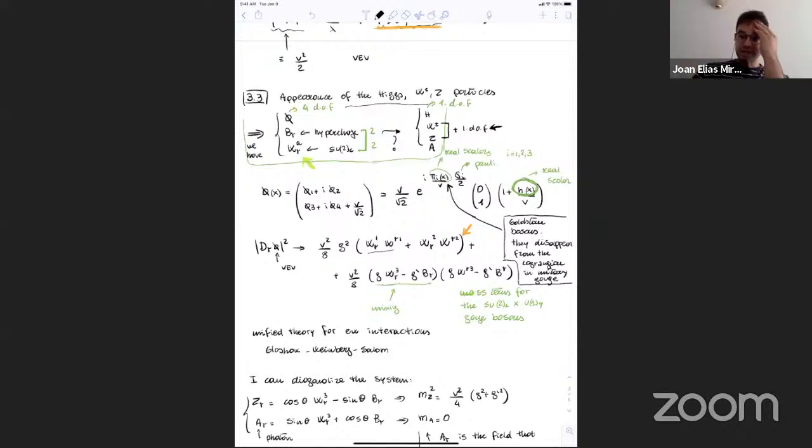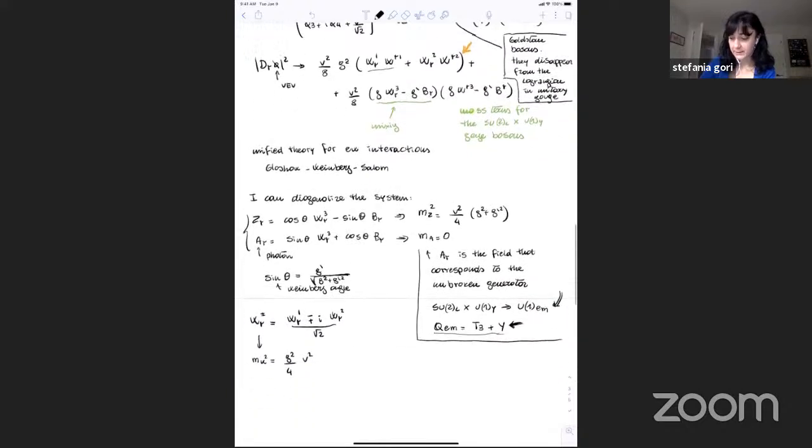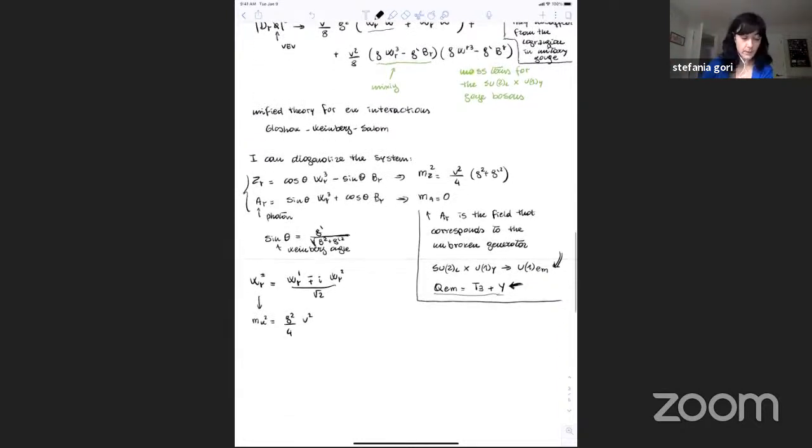There's a question in the chat by Nitesh, which says, is there any geometrical interpretation of the Weinberg angle? I'm not sure what it means, geometrical interpretation, but the Weinberg angle is just parameterizing how much this third component of the isospin and hypercharge gauge boson are mixing.